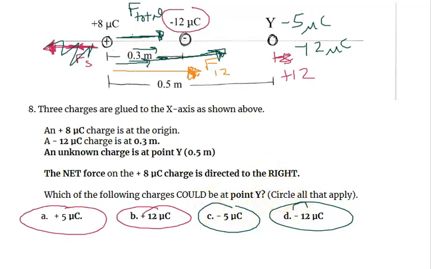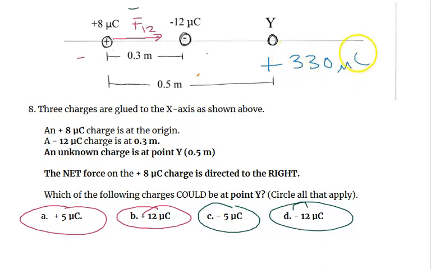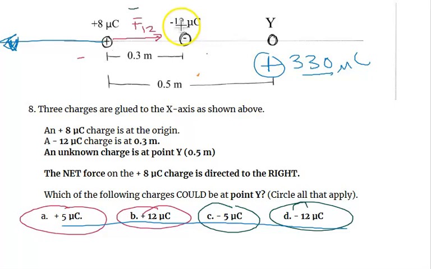Okay, just quickly, if you're interested, let's see what an answer might have been that you wouldn't have circled. So again, the minus 12 is attracting the 8 with some force. If we wanted to make the net force go to the left, then what we would need here is some huge, let's say 330 microcoulomb positive charge that's going to push the 8 so hard to the left that at some point it's going to be bigger than the pink force, and the net force is going to be to the left, right? So the problem, none of these were big enough to overcome the 12 because the 12 is closer.